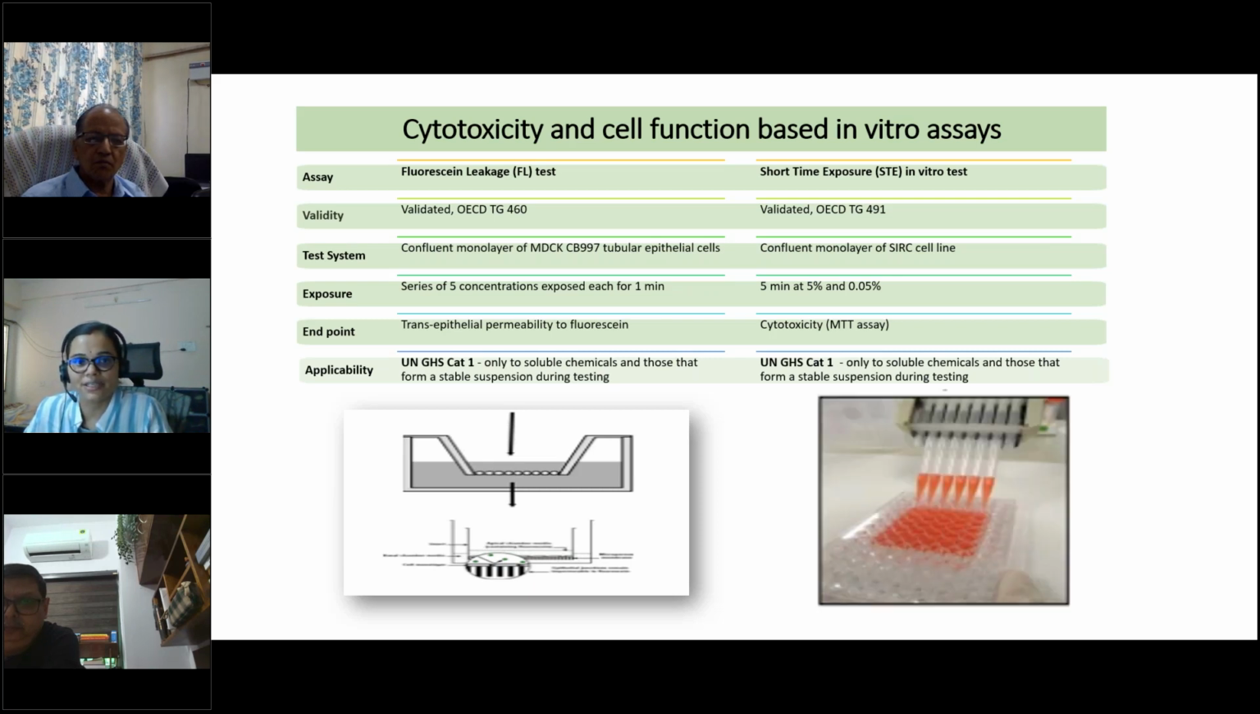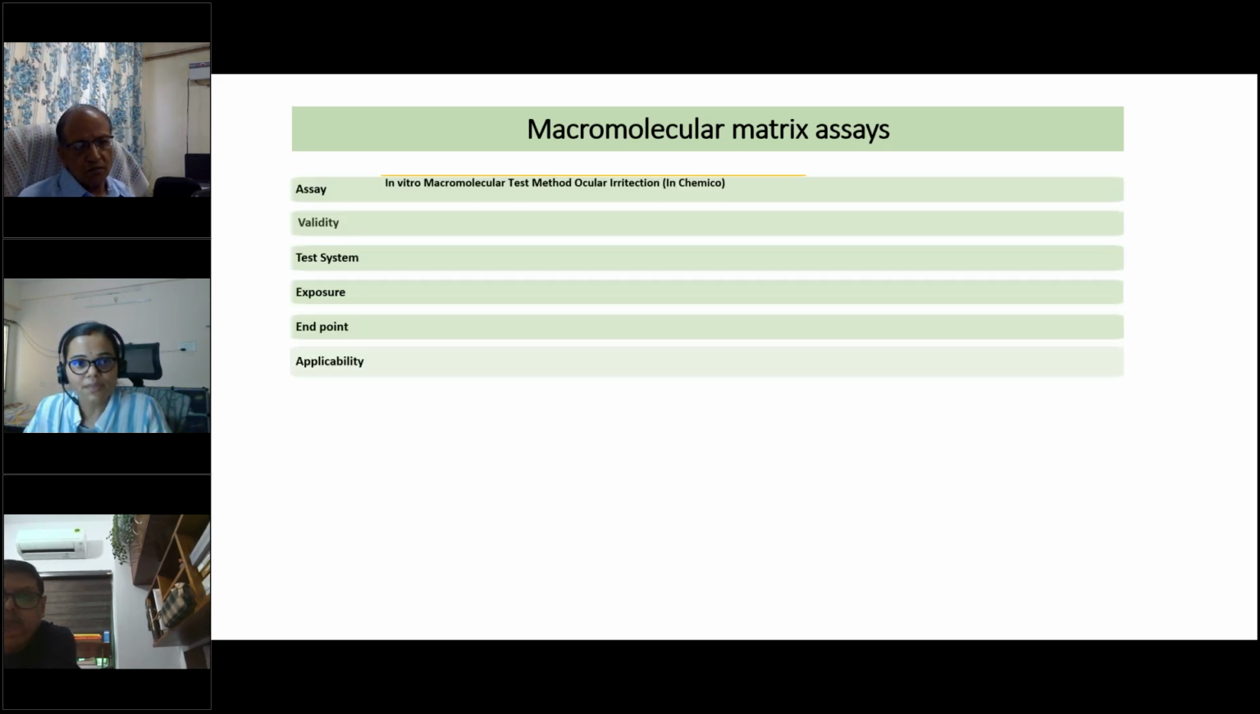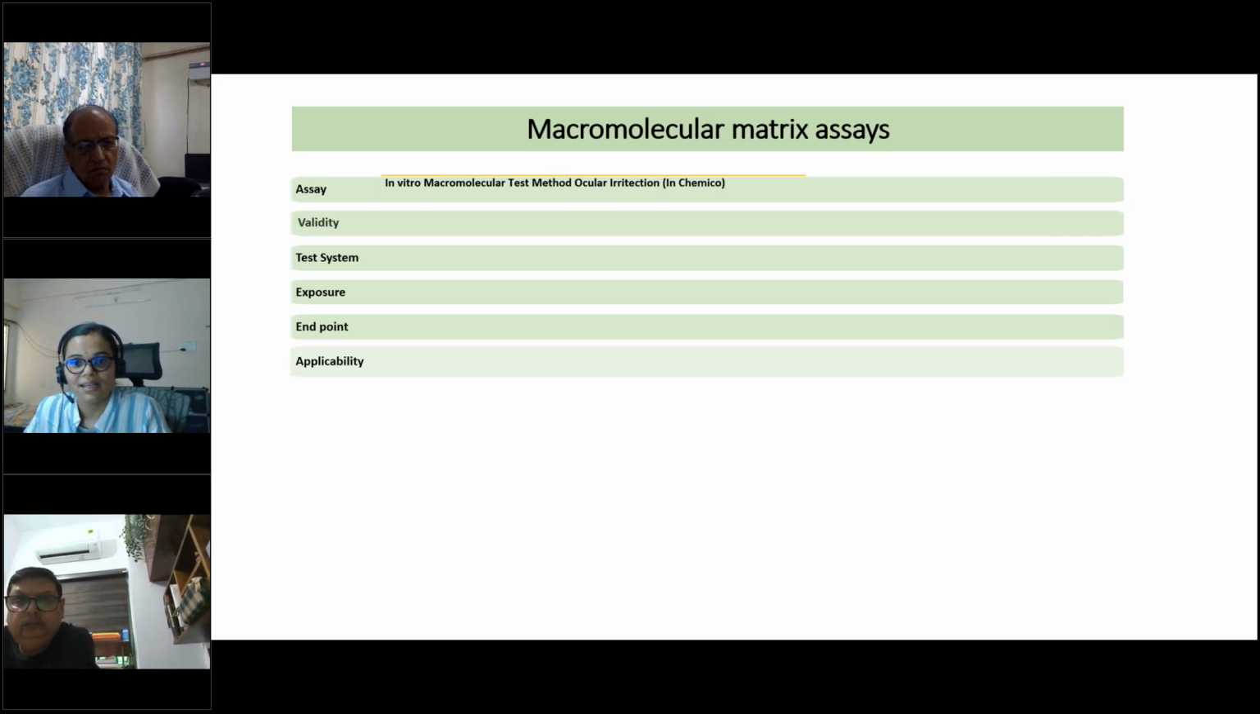So just a pictorial representation of the cell line based assays here. There come the additional tests that are in chemical models, as mentioned. These macromolecular matrix assays are made available to support the classification of chemicals and labeling. These assays are the in vitro macromolecular ocular irritation method and the OptiSafe method. Both are similar though, and this method is validated and put up into OECD as 496.